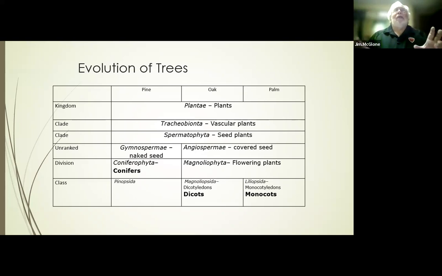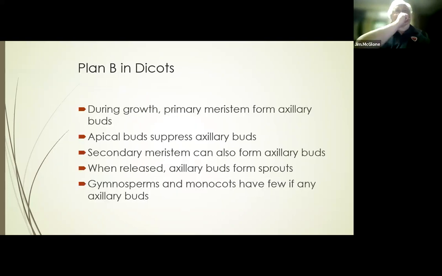So they don't have that ability to respond to new resources or recover from damage to the crown the same way the dicots do, because the dicots do have those suppressed primary meristem buds. And I think I covered most of this already. During growth, the dicots will leave behind this primary meristem in the form of axillary buds. The terminal buds, and this is important when we start talking about pruning, because manipulating those apical buds through pruning can either release or continue to suppress the axillary buds.